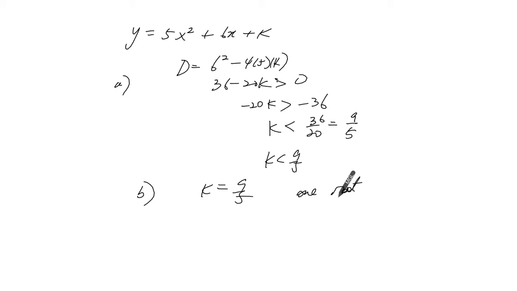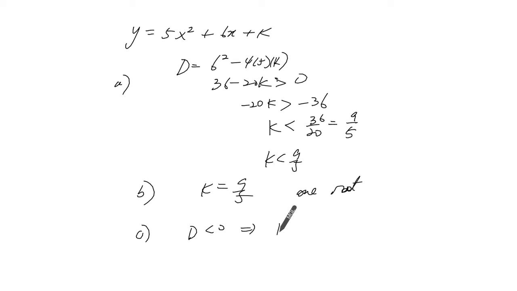And guess what? When the discriminant is negative, it'll give you the result of k is greater than 9 over 5, so it'll have no real roots.